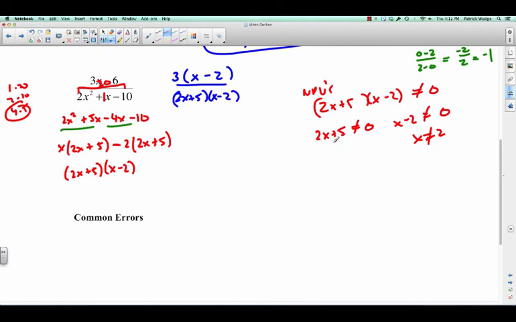On this one, I'll take a couple steps. First of all, I would subtract 5 from both sides. So 2x does not equal negative 5. Then I divide by 2 on both sides. So x cannot equal negative 5 over 2, or negative 2.5 if you want.